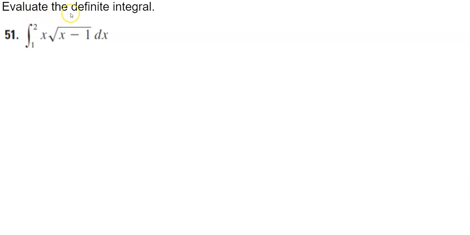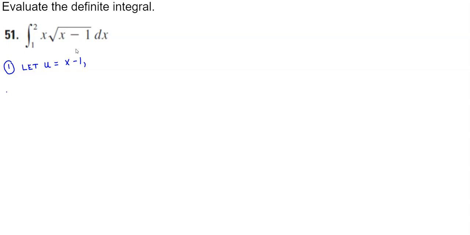Here we want to be able to evaluate the definite integral, and the integral that we have is x times the square root of x minus 1 times dx with a lower bound of 1 and an upper bound of 2. So the first thing we're going to do is use our u substitution, and we're going to let u equal what's underneath the radical. So u is going to equal x minus 1.